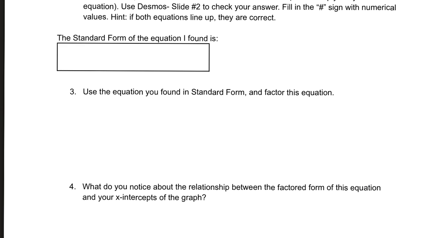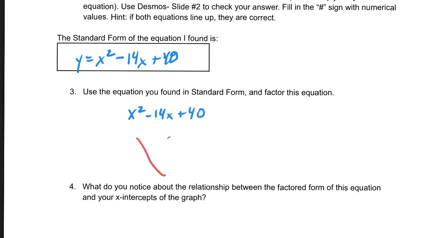So once I have that equation in standard form, again, that was x squared minus 14x plus 40, what I want to do is use the equation I found in standard form, question number 3 here, and factor this equation. Okay, so I'm going to take x squared minus 14x plus 40, and I'm going to factor that.